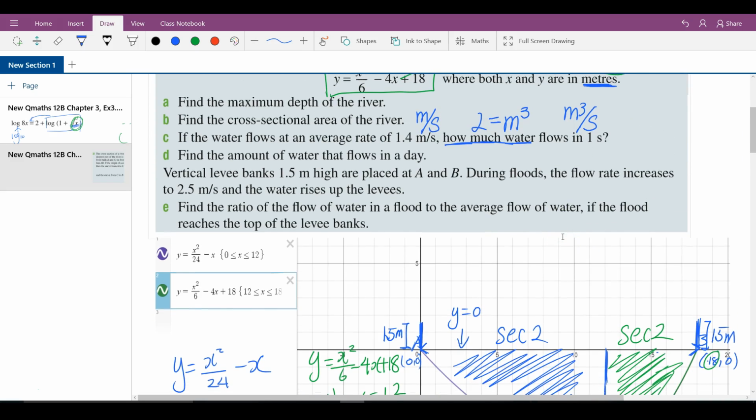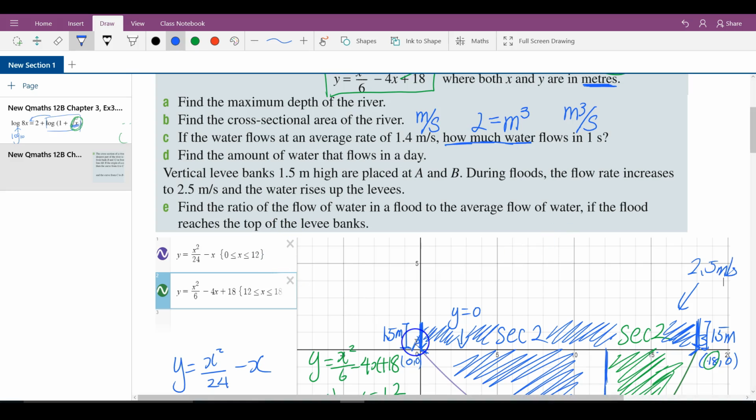Alright. Okay, so we already did that. So vertical levee banks, we already set that up. And then during a flood, the flow rate increases to 2.5 meters per second, and the water rises up to the levee. So we can assume these parts are all filled with water during a flood, and the speed of it is increased to 2.5 meters per second.